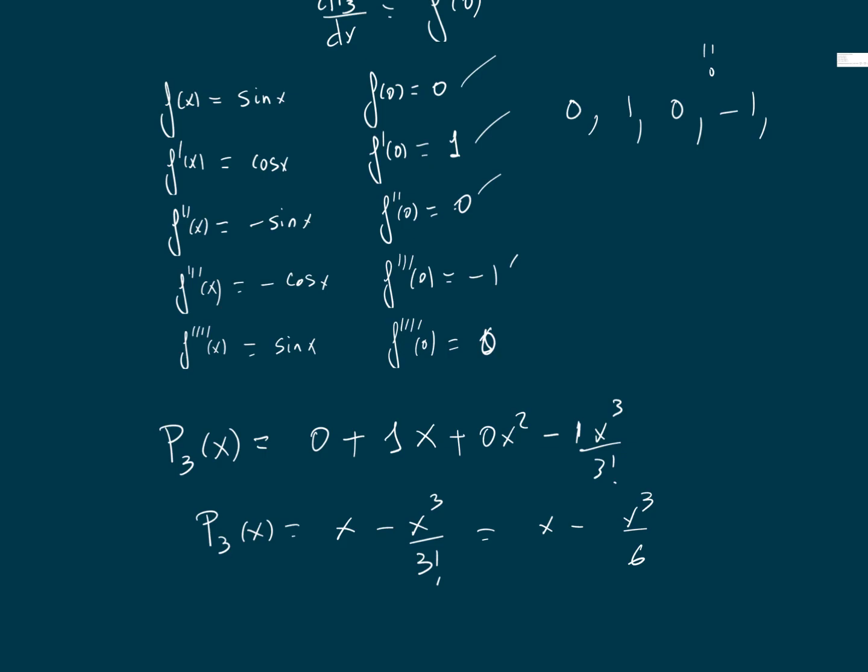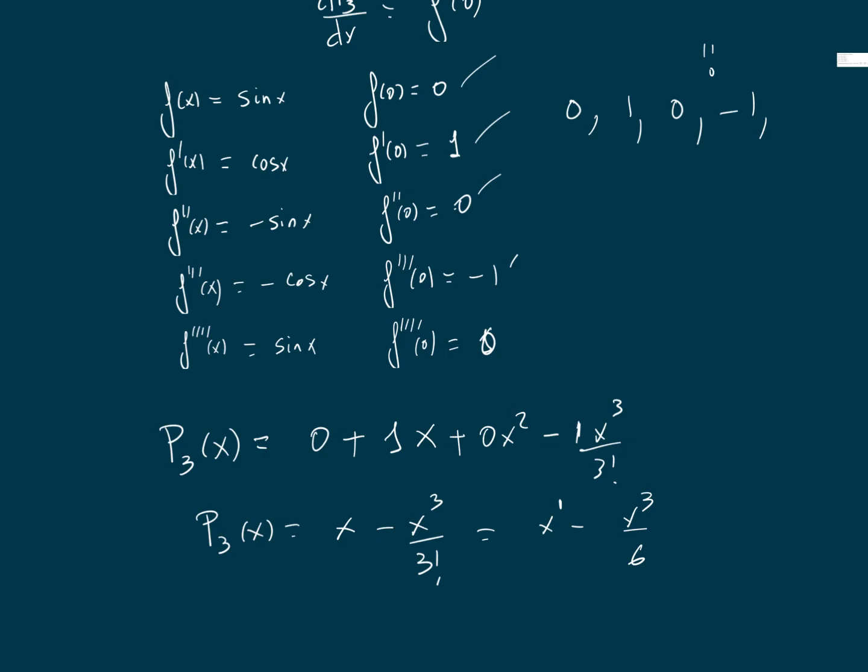Sine of x is the function, and the polynomial agrees with the value of the function, with the first derivative, with the second derivative, and with the third derivative of the function. So this is the Taylor polynomial. And remember something, sine of x is an odd function. So the exponents that will appear here will be 1, 3, 5, 7, etc.